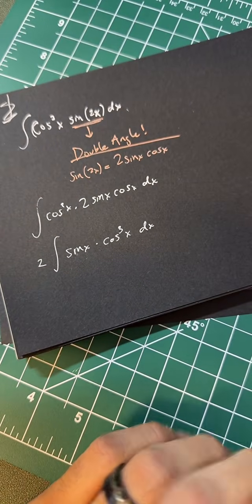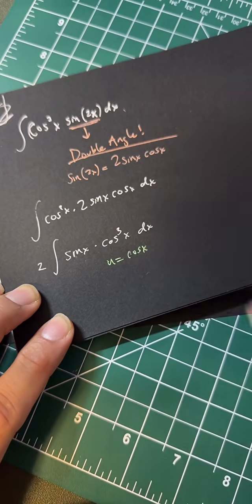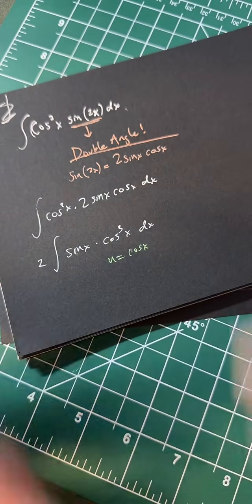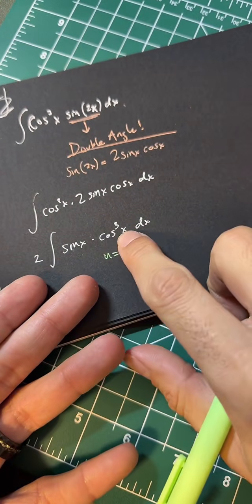So we want to do u-sub, and let's use a different color. How about this neon green? So we do u is equal to cosine x. And the reason for that is because it's to the power of 3. So we definitely want to use that as our u-sub.